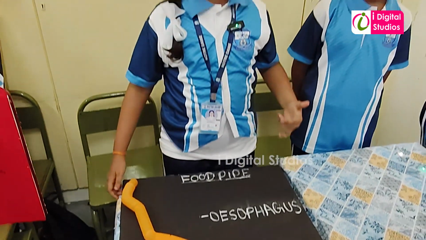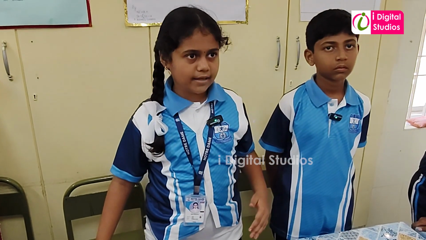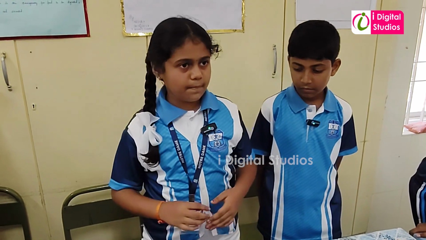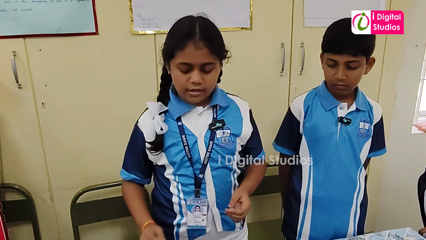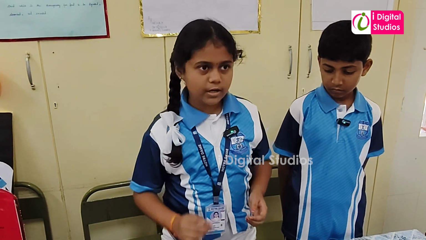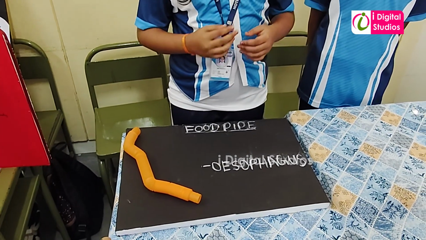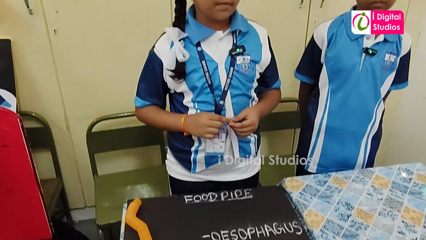When we swallow the food, the upper esophageal sphincter relaxes and allows the food to enter the esophagus in the peristalsis movement. Slowly, the food comes near to the lower esophageal sphincter. The lower esophageal sphincter relaxes and allows the food to enter the stomach.